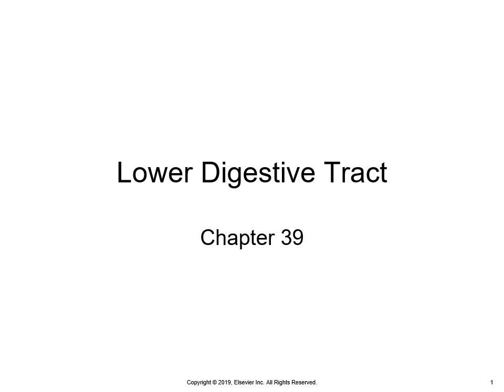Hello everyone, so today we're going to talk about the lower digestive tract, and this is chapter 39 of your book. The lower digestive tract consists of the small intestines, the large intestines, which we call the colon, the rectum, and also the anus, and they all play a critical role in digestion, just like the upper digestive tract that we talked about in chapter 38.